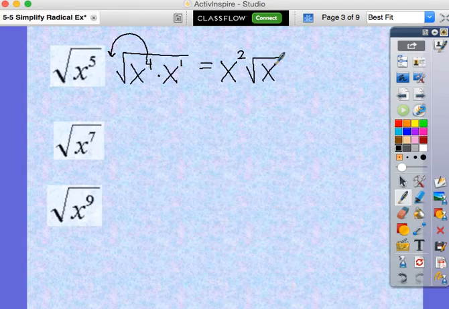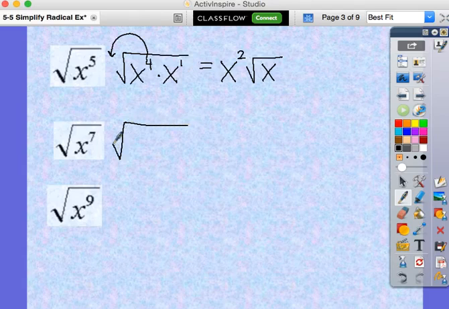Yes? How do you know what you're supposed to split it up into? Well, you want an even number there. So you only want to have one left over. Yes? Why don't you just do x to the 2.5? Well, we're going to just be dealing with whole numbers as our powers for right now. We're going to deal with rational exponents tomorrow. But that would be a rational exponent. 2.5 is the same as 5 over 2. And we're going to deal with rational exponents tomorrow. Okay? All right, so let's look at the next one.